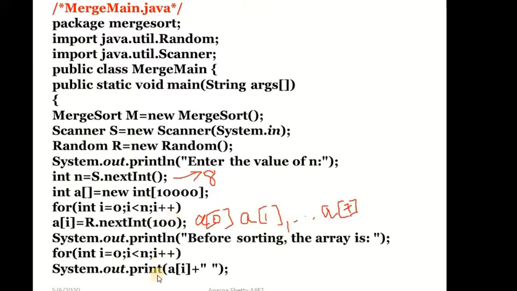Next, we would like to display the array elements before sorting. So before sorting, the array elements we will display, using this for loop: int I is equal to 0, I less than n, I plus plus, it will display the value of a of I before sorting.